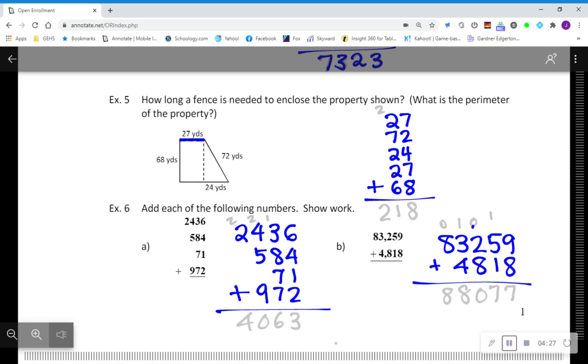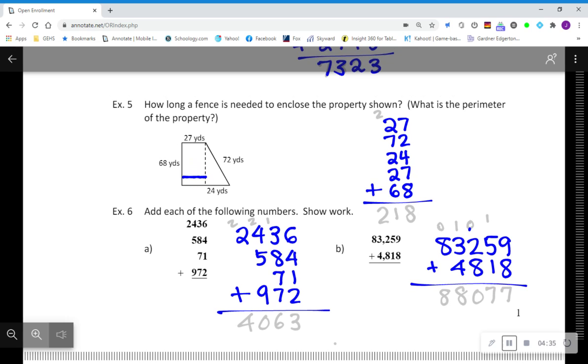And what you have to know here is that the opposite sides of a rectangle are the same length. So I'm going to take this 27 and I'm going to bring it down here and apply it to this length. So that must be also 27 yards.